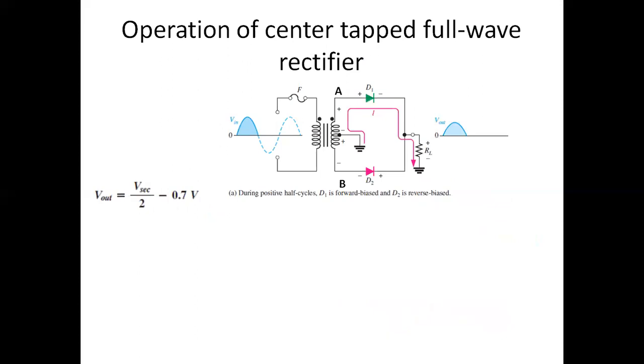So the next thing you want to do is understand how a center tapped full wave rectifier operates. And again, you use the same approach we used for the half wave rectifier. Ask yourself, what happens during the positive half cycle of the input voltage? During the positive half cycle of the input voltage, what happens is at the secondary terminal, of course, a voltage is induced through electromagnetic induction.